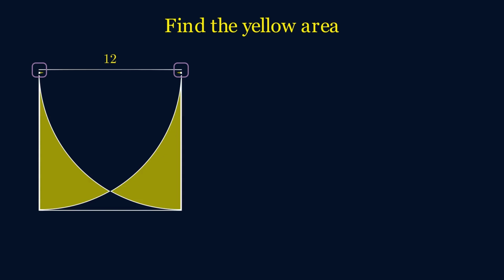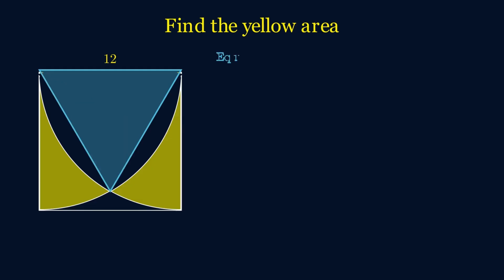Anyway, because both radii are the same, the segments from the left corner to the right corner and down to this point where the arcs meet, they form an equilateral triangle. So each side of that triangle is 12. We'll shade that triangle in blue just to keep track of it.